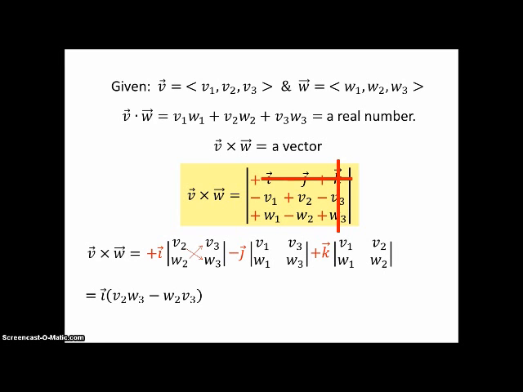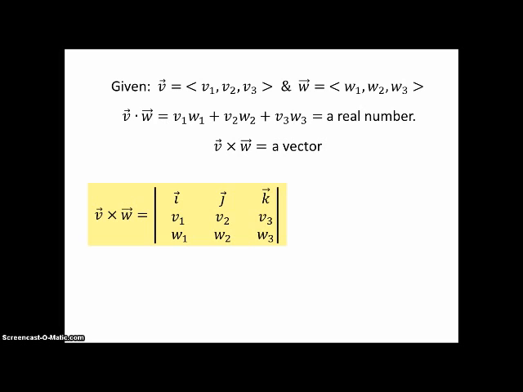And so we get i times (v2 w3 minus w2 v3), and then continuing that in the second 2x2 determinant, you get v1 w3 minus w1 v3, and so on. And so this is one way to evaluate the cross product. You can write this formula down or memorize it, but actually nobody ever breaks down a 3x3 by minors because there's a shortcut.